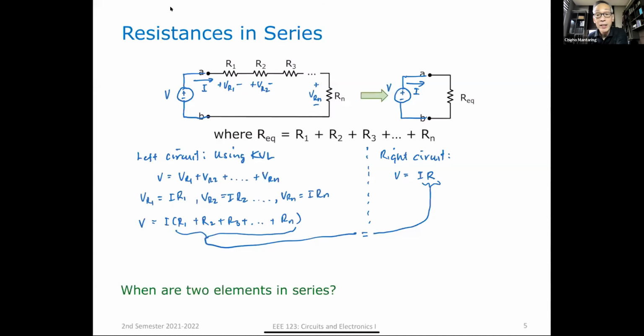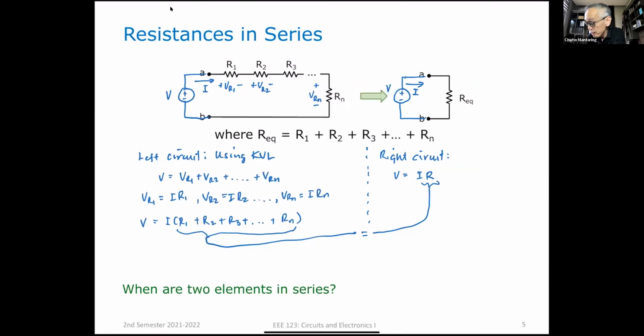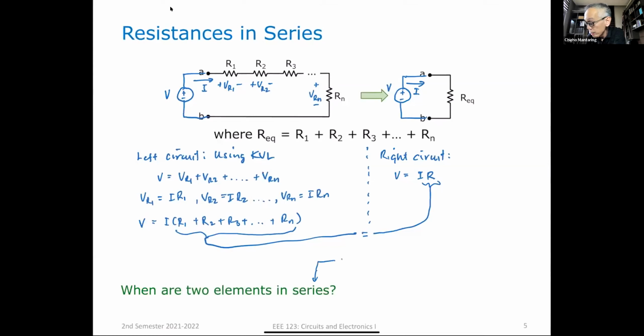Now, when are two elements in series? I told you I will explain when two elements are in series. Two elements are in series if they are interconnected at only one point and if nothing else is connected at that point. So we are in series if interconnected at one point with nothing else connected at that point.